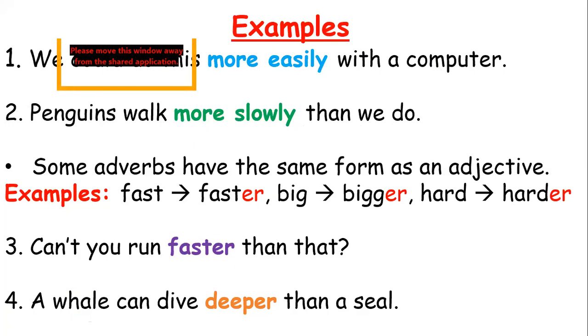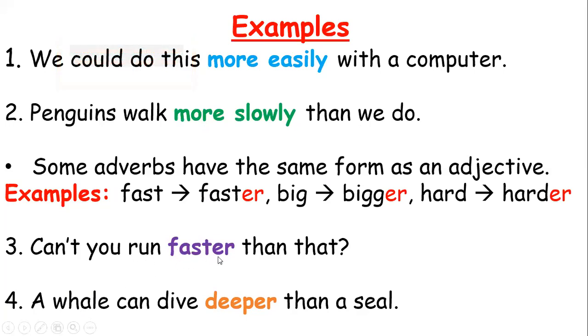Okay? Some adverbs have the same form as an adjective, like fast and faster. Faster could be an adjective and could be an adverb, but it depends on the position in the sentence. If it comes after a verb, here we have run, faster. So faster is an adverb because it comes after a verb. You can't run faster than that. But if I say Ahmed is faster than Ali, Ahmed is a noun and Ali is a noun. So faster, we will consider it an adjective. But here faster is used after the verb, so we consider it an adverb.